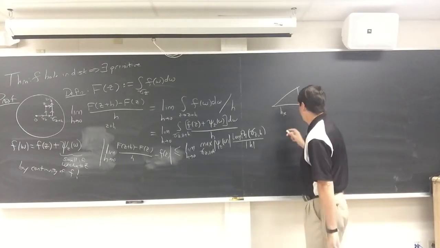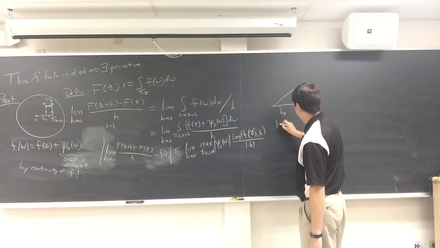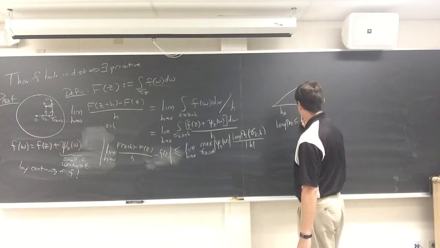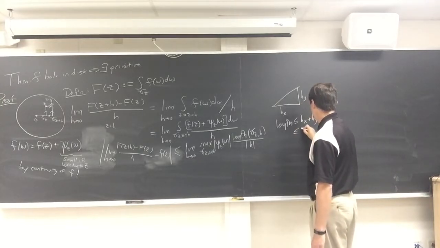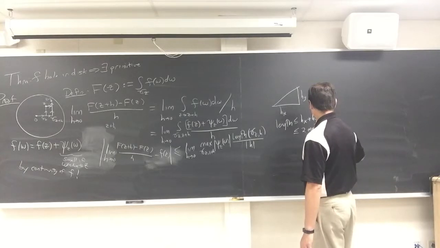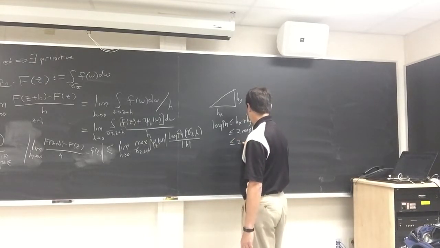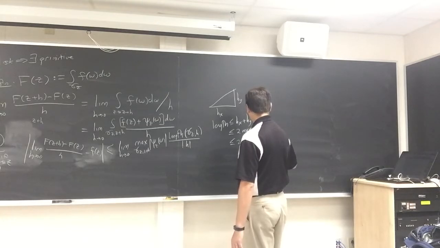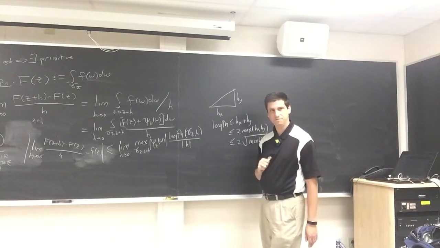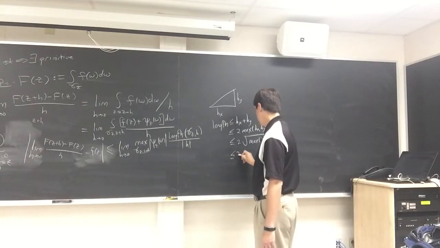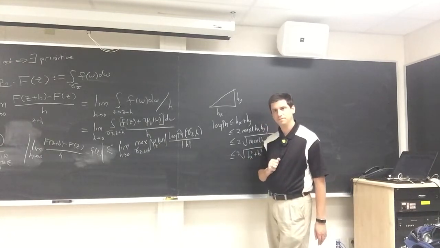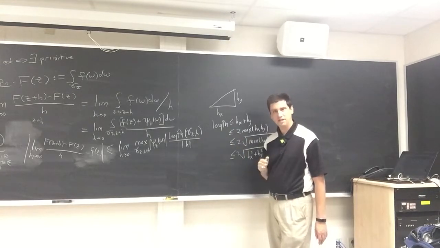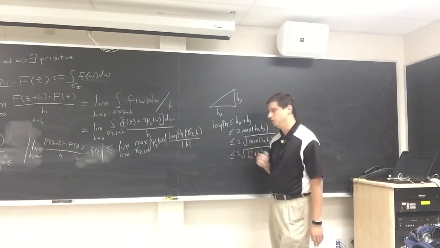Right? So the length will be less than or equal to hx plus hy, which will be less than or equal to twice the maximum of hx, hy, which will be less than or equal to twice the square root of the maximum of hx, hy squared, which is less than or equal to twice the square root of hx squared plus hy squared. And that's the length of h as opposed to the path.